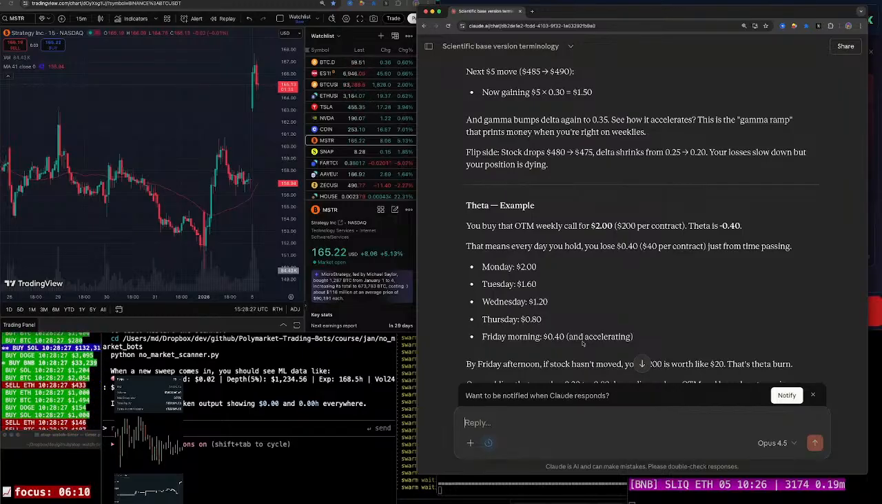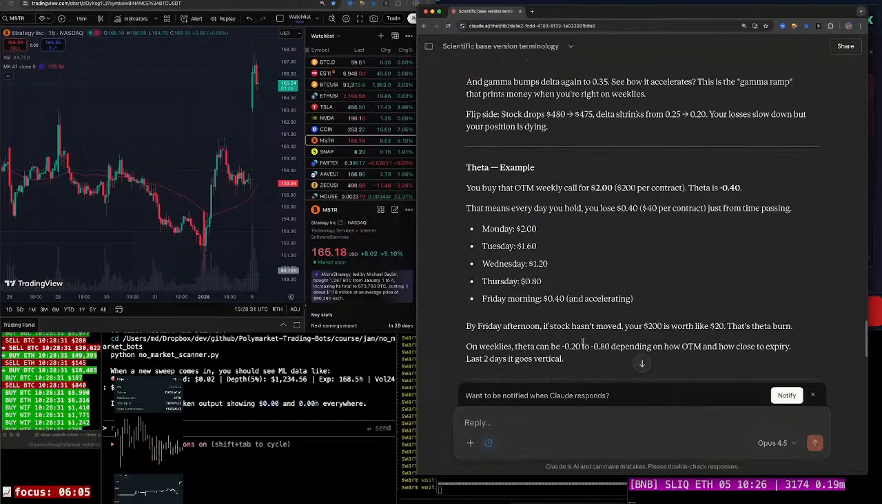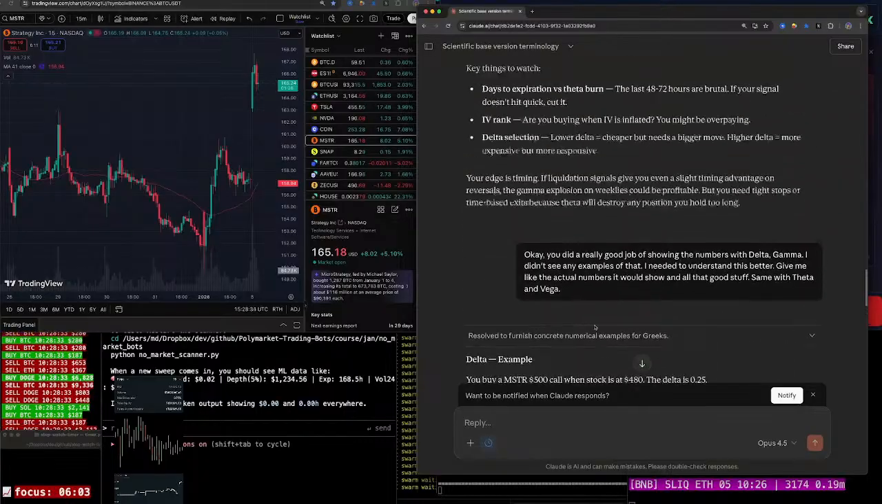Okay, so gamma bumps it up. So that's cool. Gamma seems interesting. Okay, so theta example. Let's go read what theta is first.